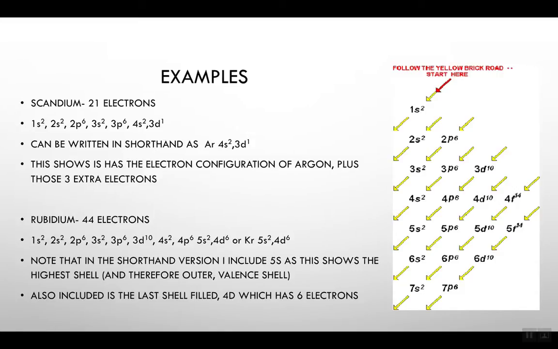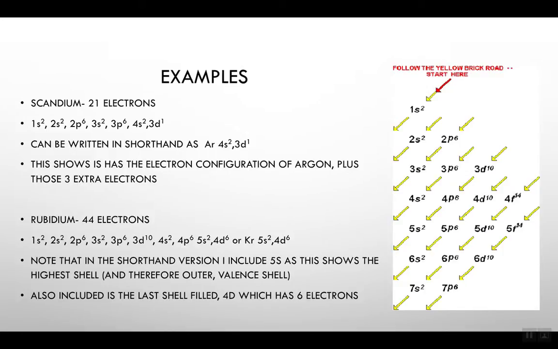Because they're starting to get quite long, there's also a shorthand we can use, which is we can write the symbol of the noble gas that they're closest to, the preceding or the previous noble gas, and then just write the S and the D subshells after that. So if we write argon, 4s2, 3d1, it shows we've got the electron configuration of argon plus 3 more electrons.